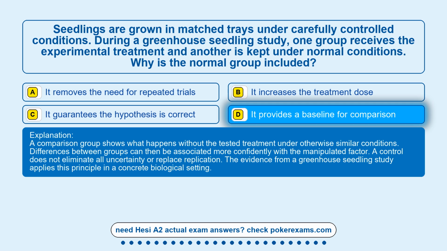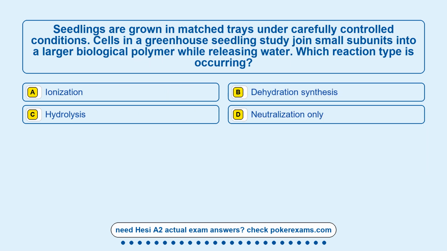The evidence from a greenhouse seedling study applies this principle in a concrete biological setting. Question 14. Seedlings are grown in matched trays under carefully controlled conditions. Cells in a greenhouse seedling study join small subunits into a larger biological polymer while releasing water. Which reaction type is occurring?